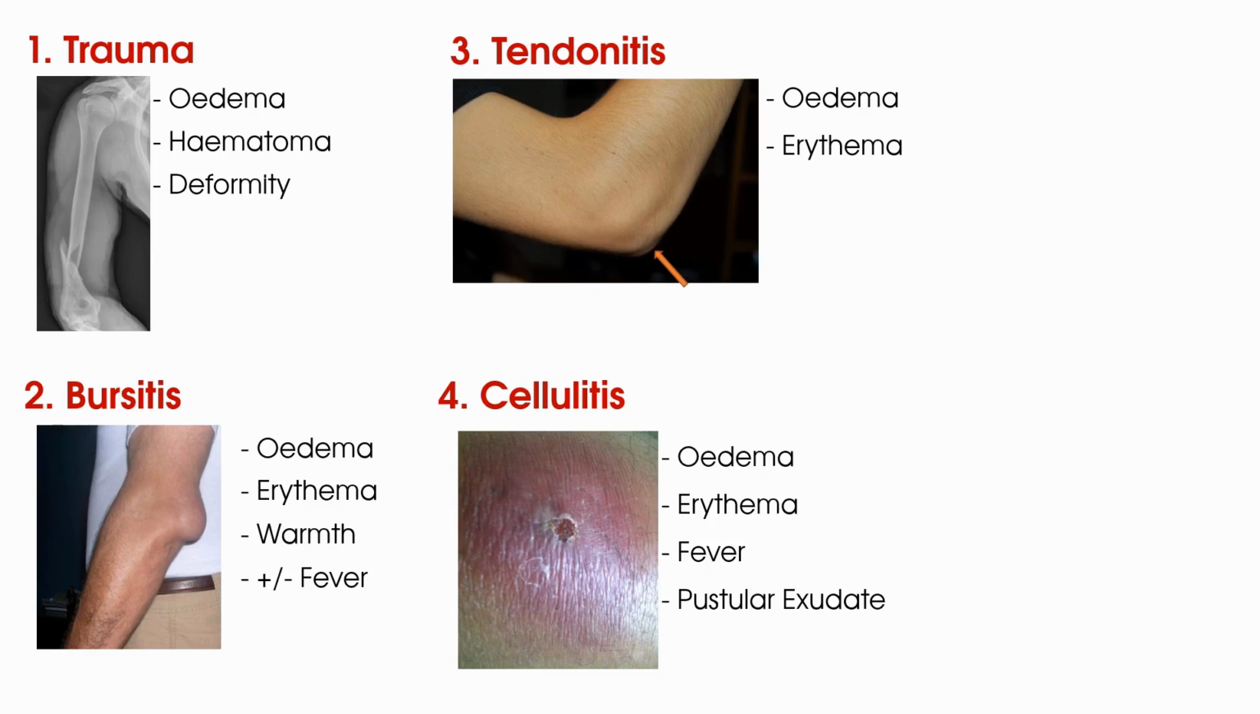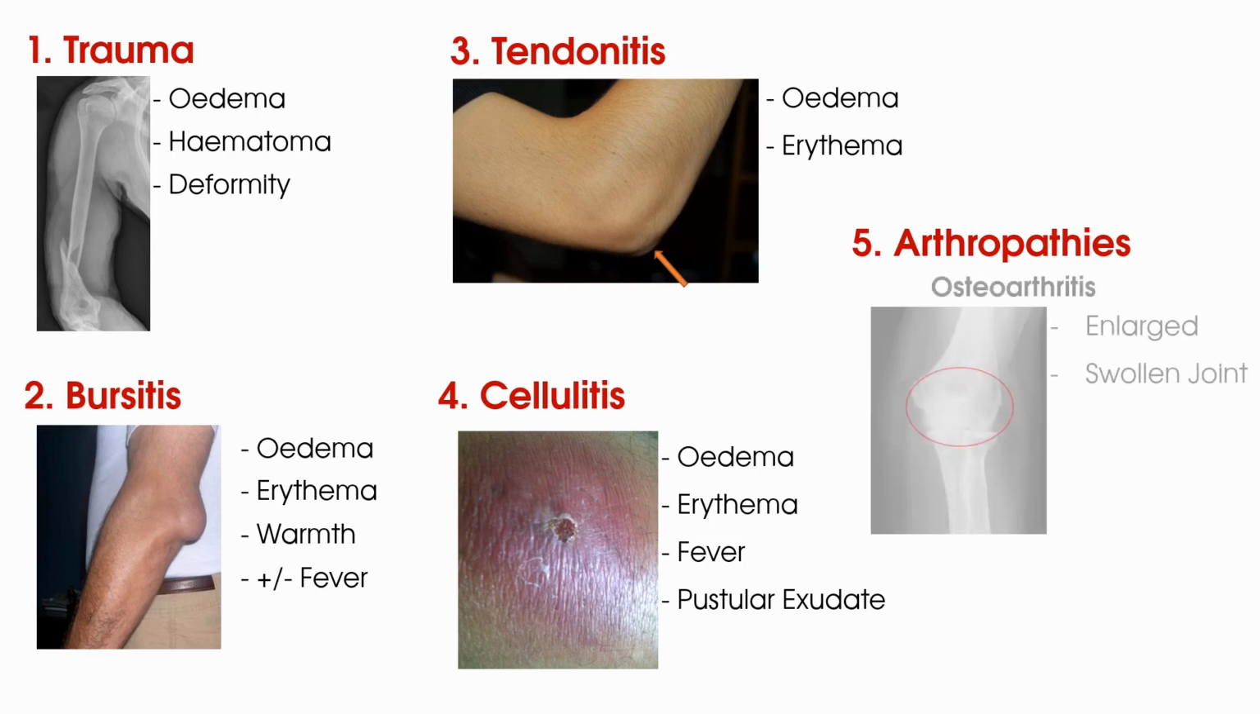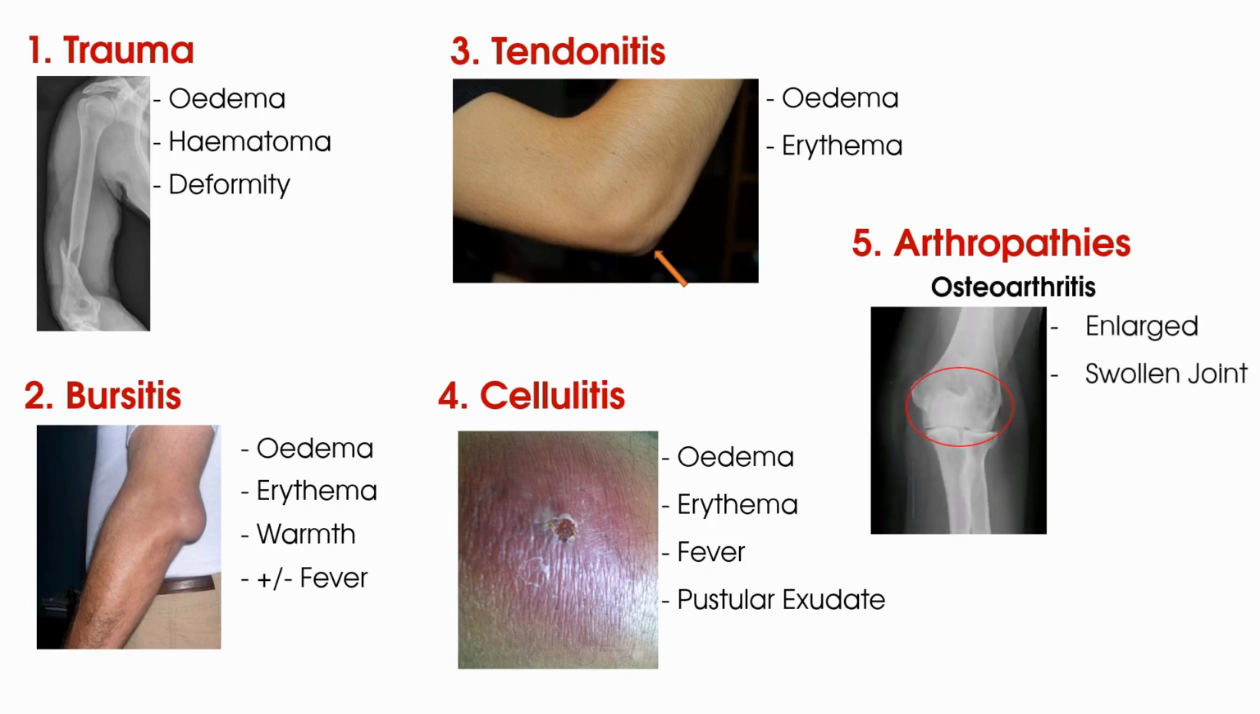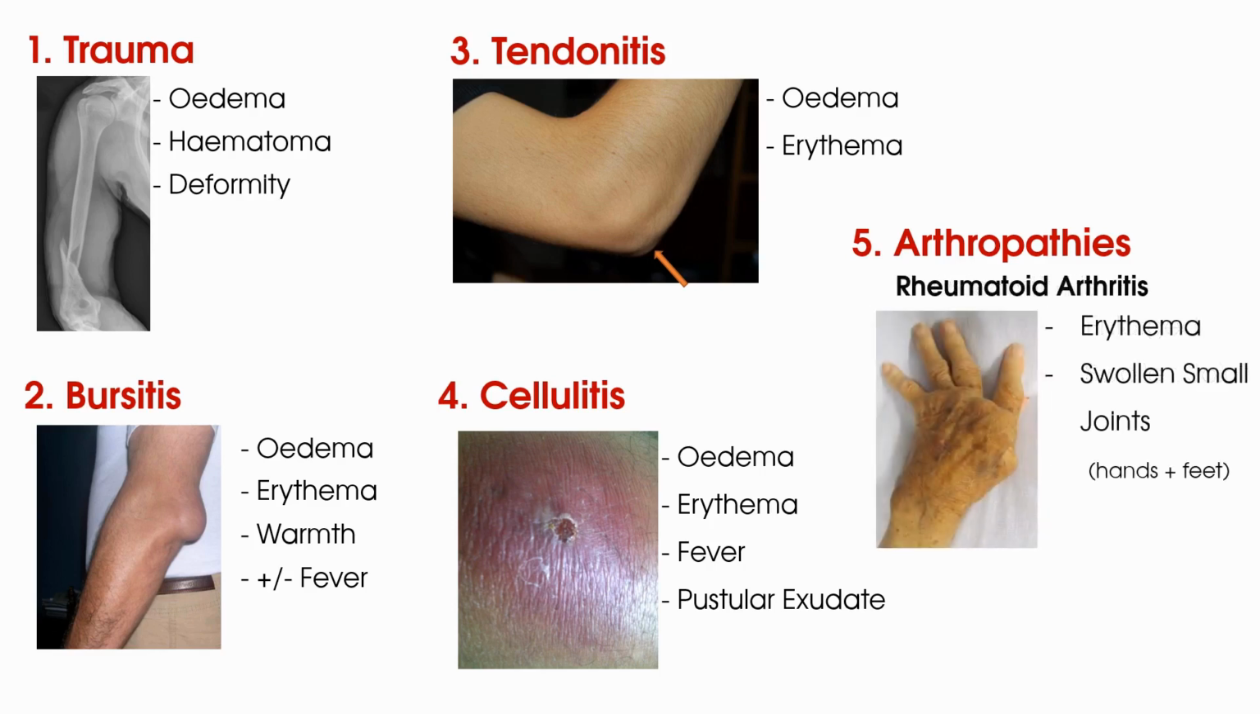Finally, number five is arthropathies, which can be categorized into osteoarthritis, rheumatoid arthritis, and crystal arthritis. For osteoarthritis, you may expect to find an enlarged swollen joint, and in progressed cases, you may find hard swelling when you palpate the joint. With rheumatoid arthritis, you may find redness or swelling at the joint you are assessing, as well as other joints, particularly the hands and the feet.